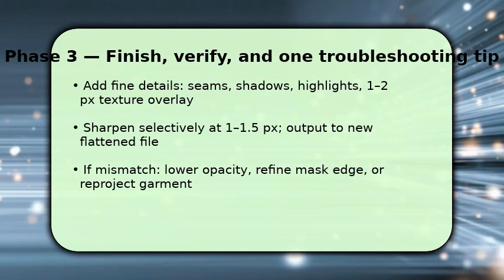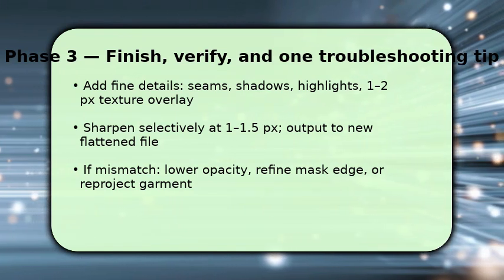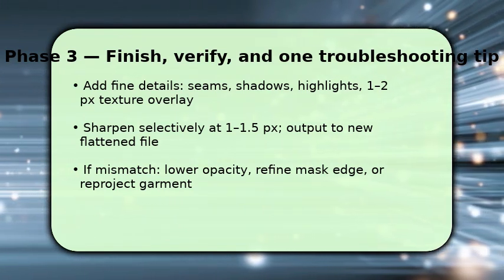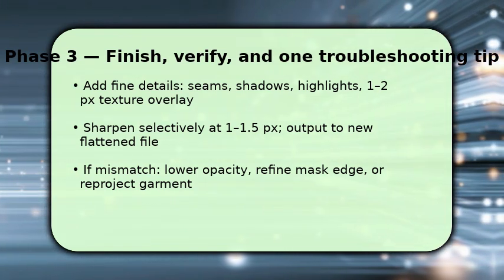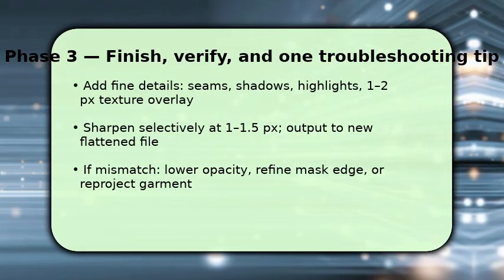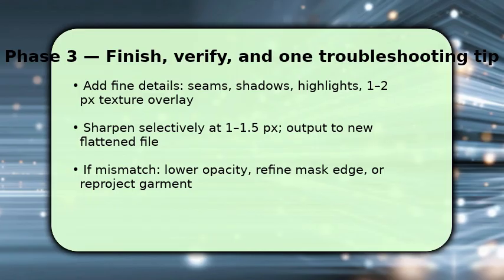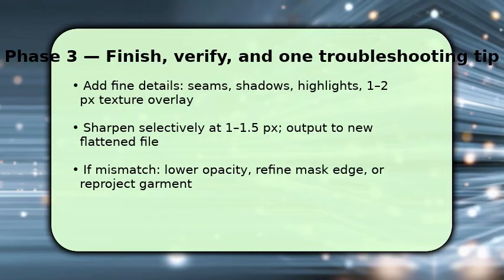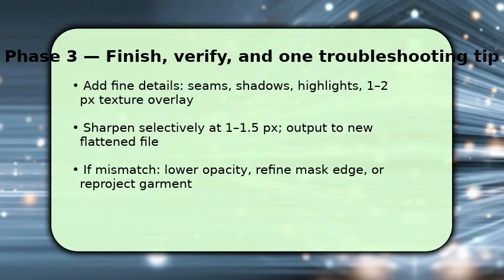Paint micro shadows and highlights where cloth meets skin, and overlay a subtle texture at low opacity to match grain. Once blended, sharpen selectively at 1.15px to restore crispness without halos. Then check overall color and contrast and export a flattened copy.